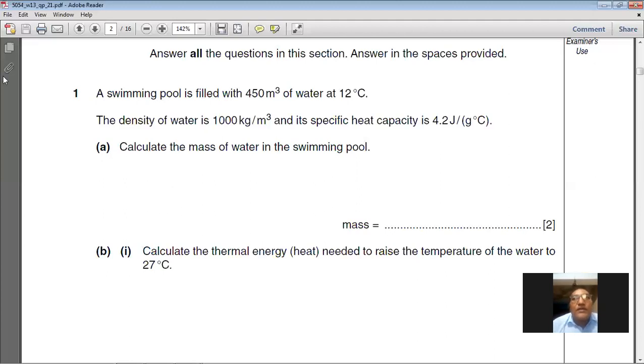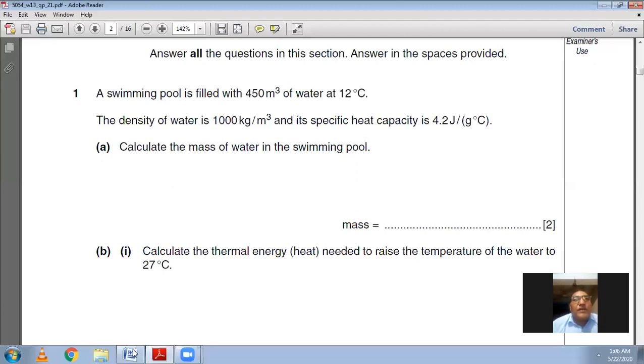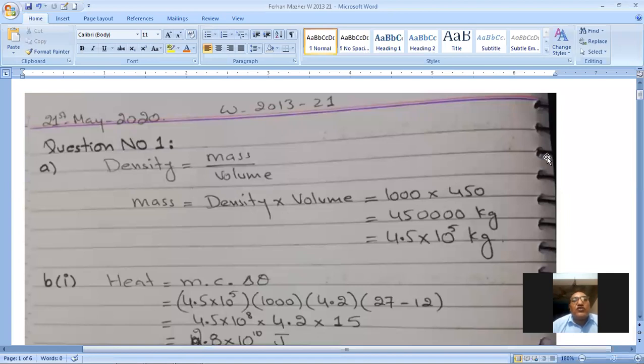Okay, so I've done this on a paper. Let me show you that on your screen. You can see question number 1A part. Density is equal to mass divided by volume. Mass is equal to density multiply volume. And the density is 1000 kg per meter cube, multiply 450 meter cube, and the answer will be 4.5 exponent 5 kg. Very simple question on the formula of the density. I hope that you have understood it.